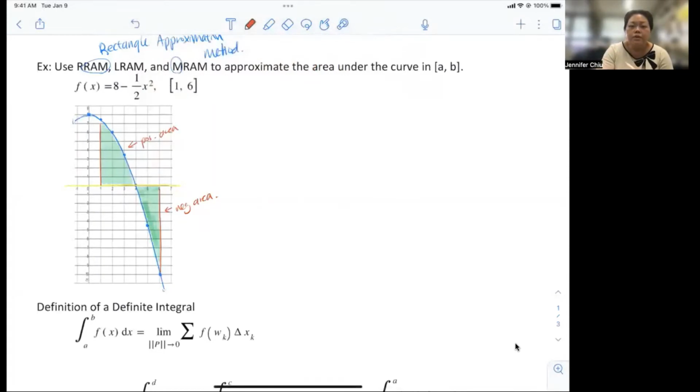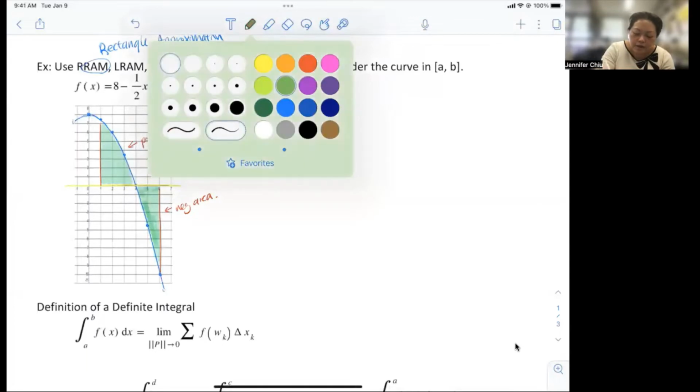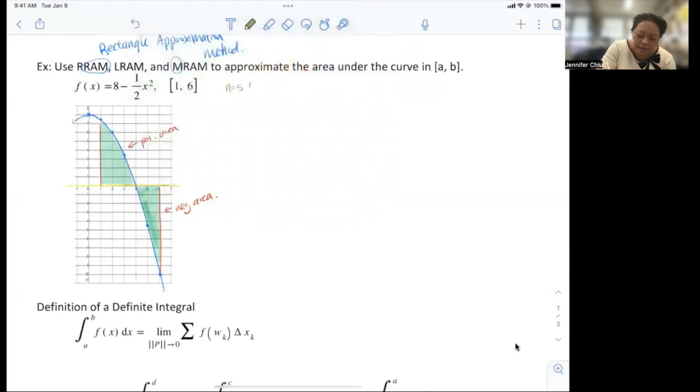So we're going to use 5 rectangles. So n equals 5. This makes it a little bit easier. If we want, we can make it even smaller, but it's just to make our math a little bit easier to work with. Okay? All right, start with RRAM.